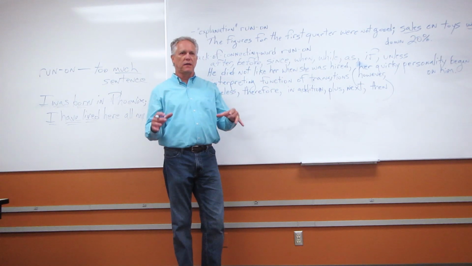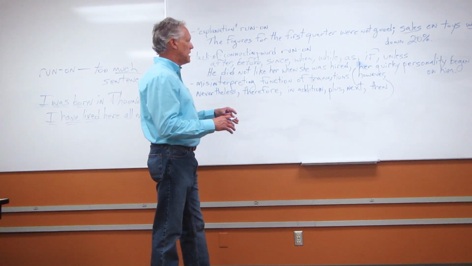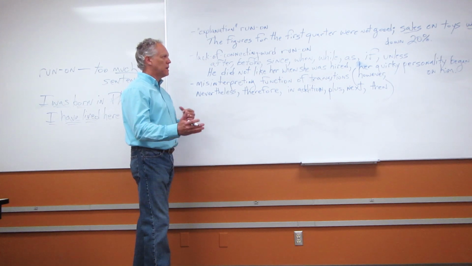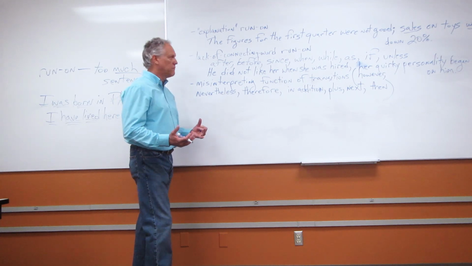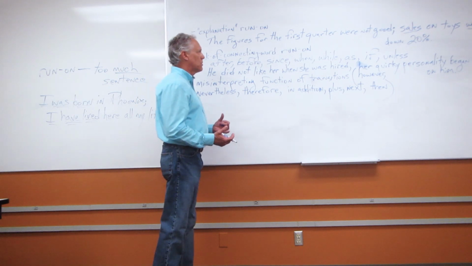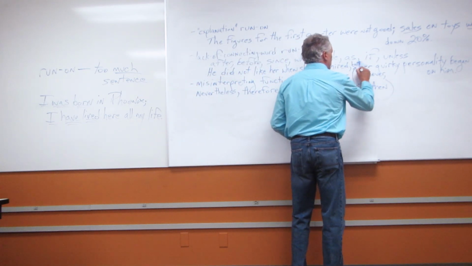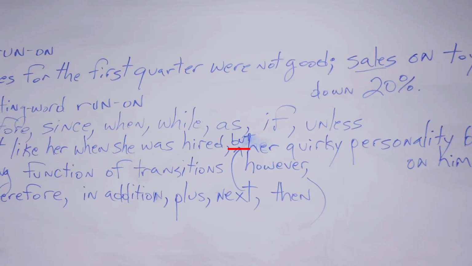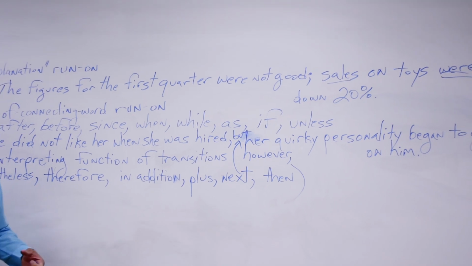So again, two different ideas. They are related to one another, but I think I can see a definite connection as far as a contrast between the two thoughts. But we need to put that connection in there. Otherwise, we still have a run-on. How about but? He did not like her when she was hired, but her quirky personality began to grow on him. That shows a connection between the two ideas without having to see it run on.